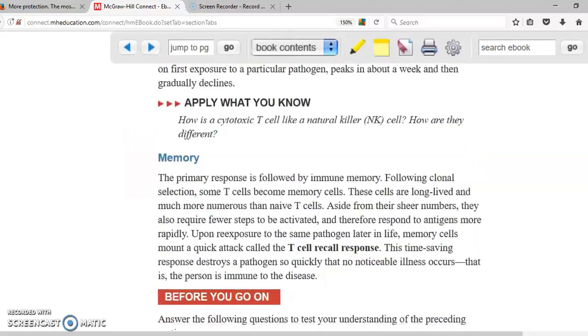Memory is obviously going to be given to us by the lymphocyte T memory, very important, so we can get a faster response the next time that we have that infection.